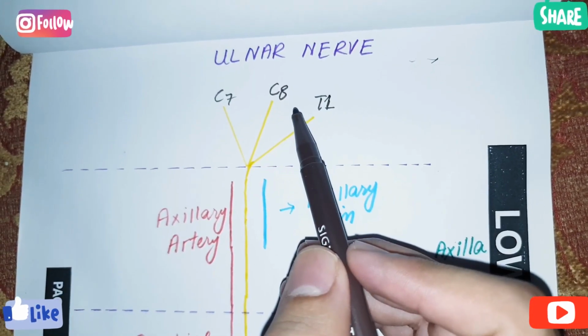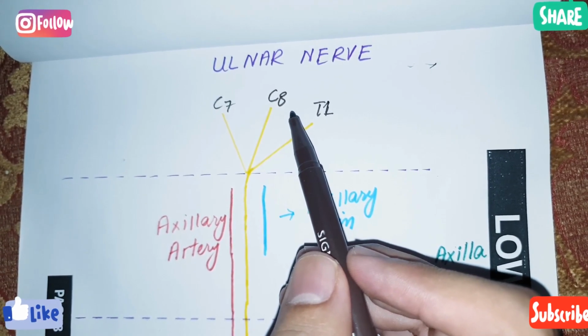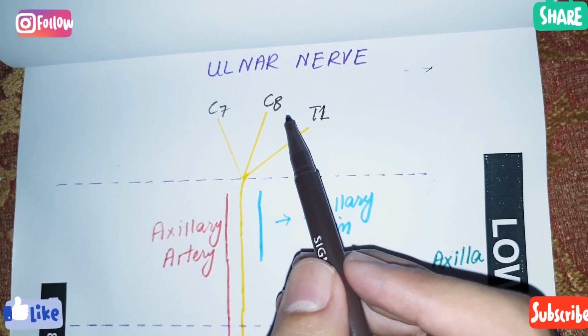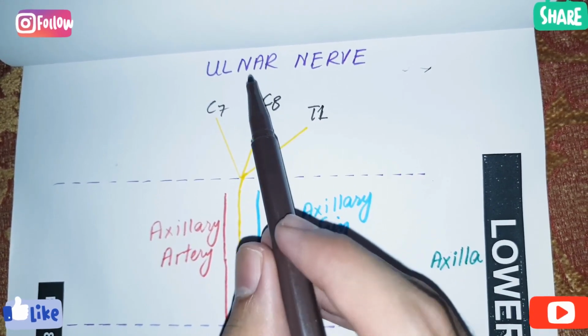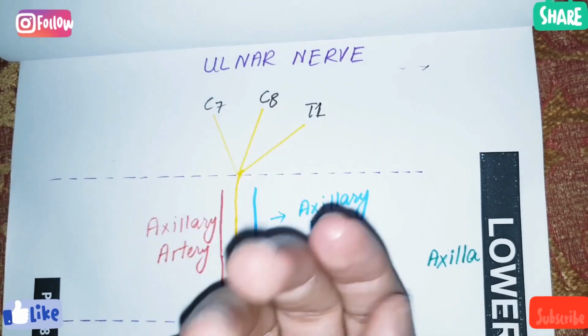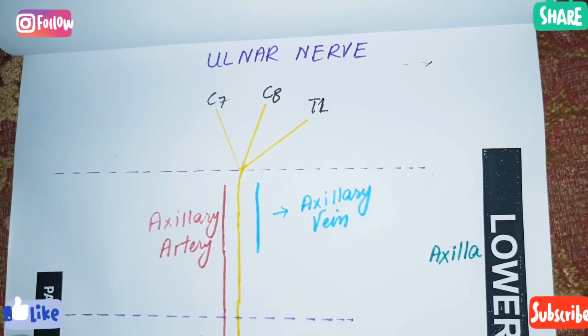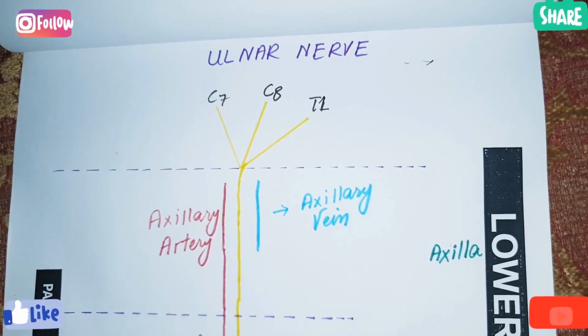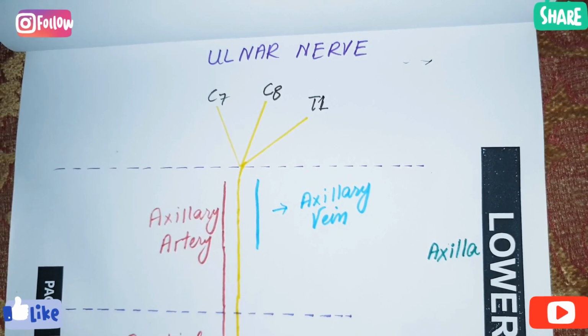So what is the introduction of the ulnar nerve? The ulnar nerve is the nerve of the medial aspect of the upper limb, and it is also known as the musician nerve. Why is it known as the musician nerve? Because this nerve controls the fine movements of the fingers. As the magic of a musician all depends upon the movements of the fingers, this nerve controls the fine movements of the fingers.